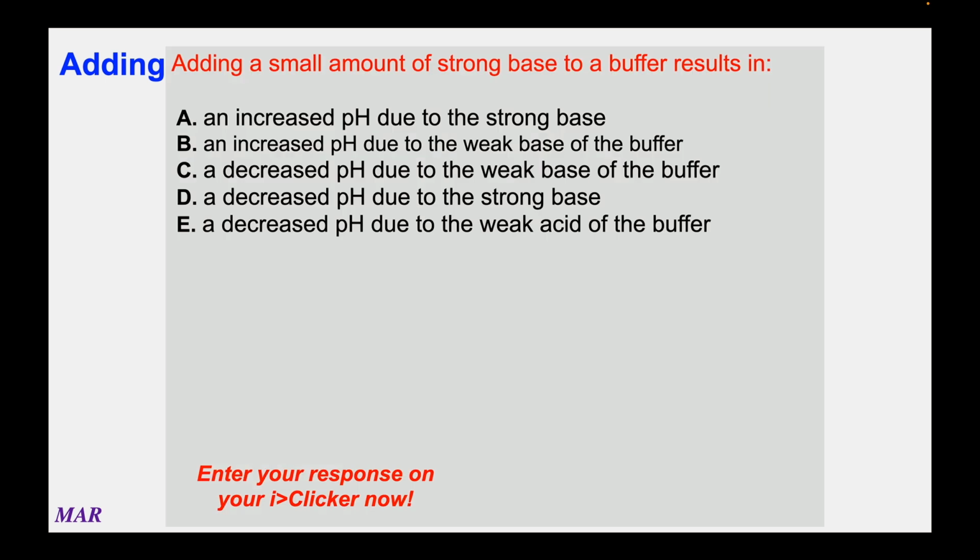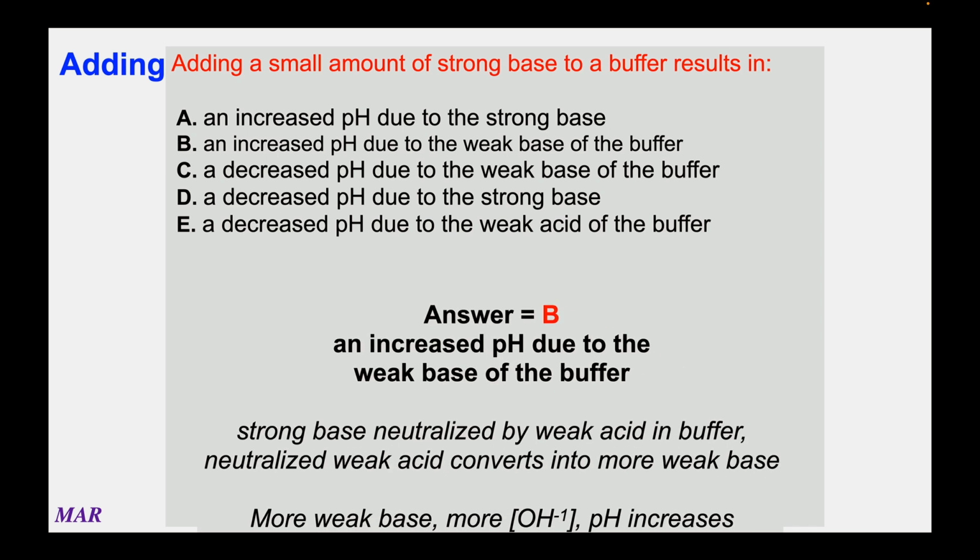So here's a question to think about buffers. We're adding a small amount of strong base to a buffer, okay? Now, strong bases will make your pH go up. You'll have an increase in pH. So it's not going to decrease: C, D, and E would be acid problems, not base things, okay? So the base is going to make your pH go up, but does it go up from the strong base, or does it go up because of the weak base of the buffer? And I would absolutely argue that it goes up because of the weak base of the buffer.